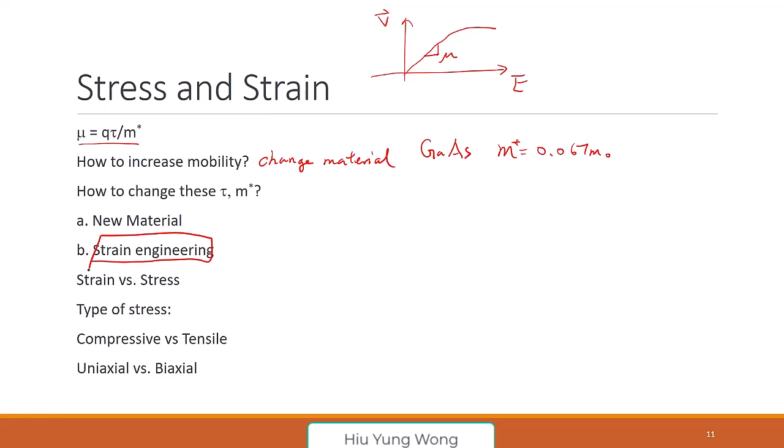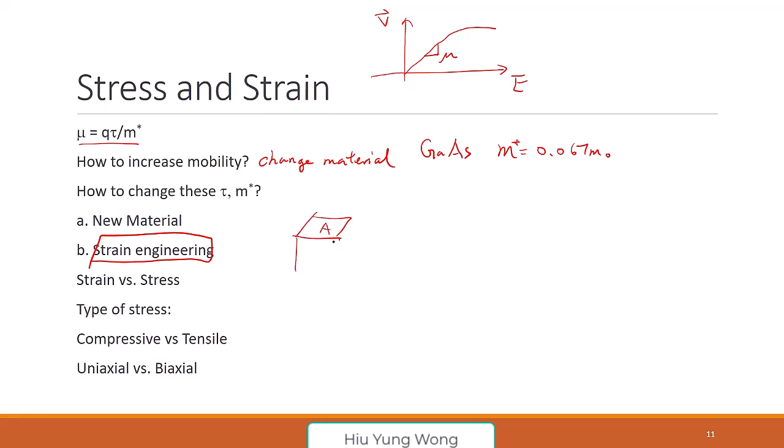Because after all, it is just about the lattice constant. You change the lattice constant, then you are able to do something, okay? So you squeeze it or pull it, then you have different mobility and different effective mass, okay? So here, I just want to quickly introduce you. I think you know already, but we need to make it clear, right? What is stress, what is strain?